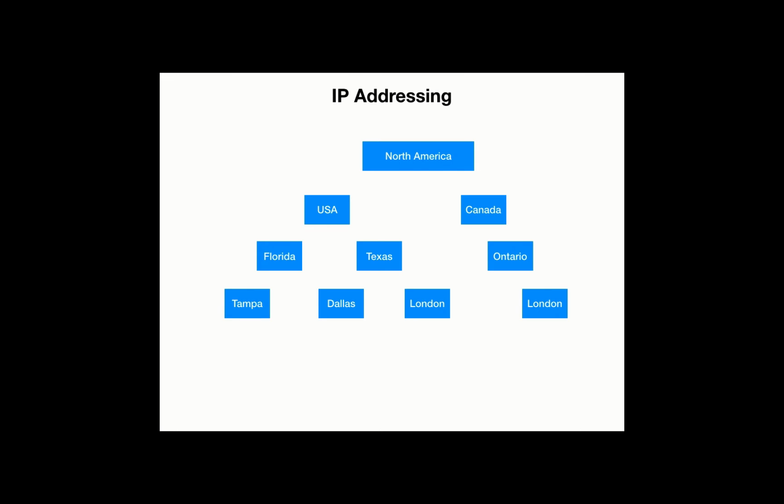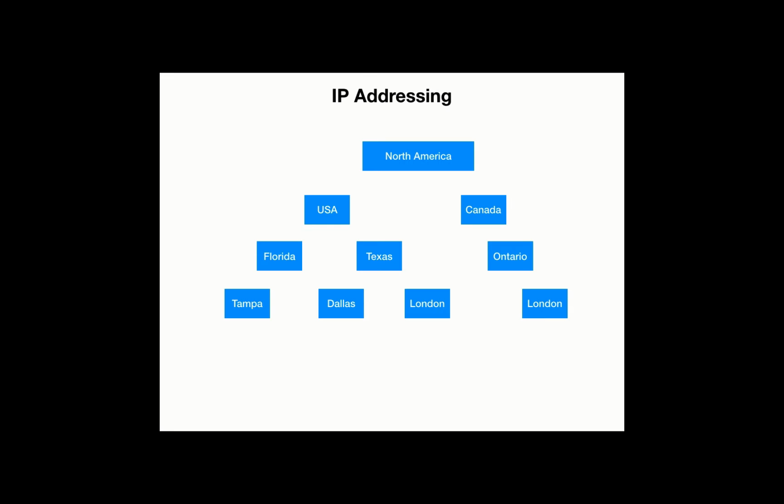Hey guys, let's talk about IP addressing in this video a little bit. So let's start with a simple example of how do we identify a city on a continent. Basically we start with the continent, which is North America. Then we go to USA, then we go to Florida, then we go to Tampa. Same thing going to London.